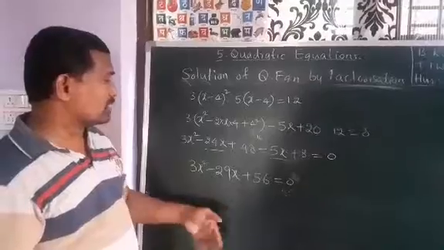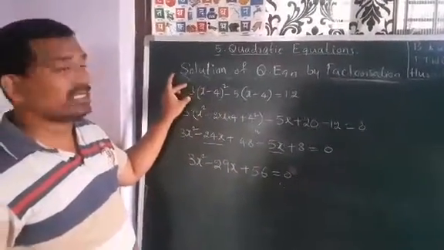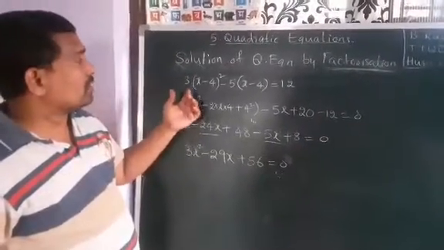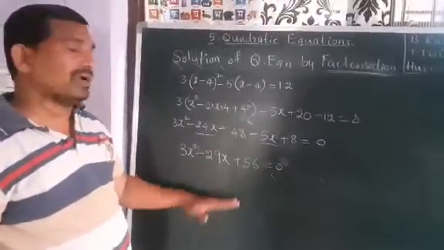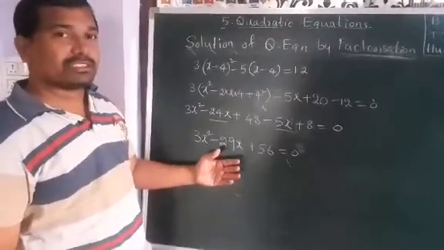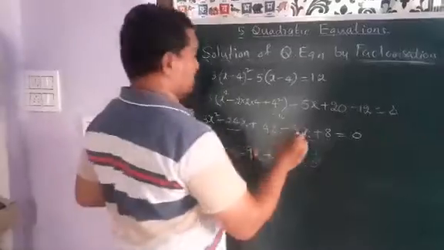Now let us go for the factorization. It is not in the standard form. The given problem is not in the direct standard form. We are converting into a quadratic by simplifying. Now let us find the solution by the factorization method. In the factorization method, what is the first step? Take the x square coefficient, 3.